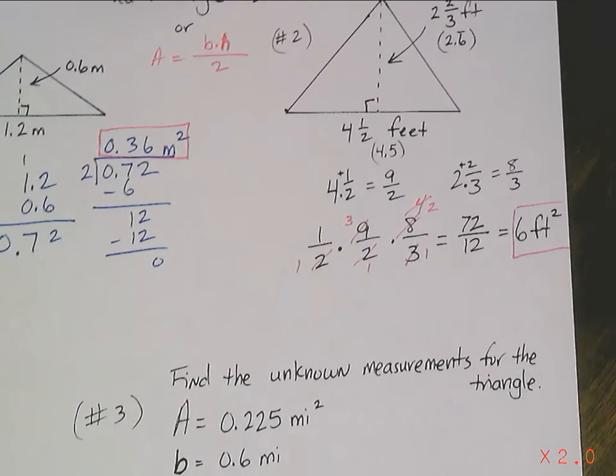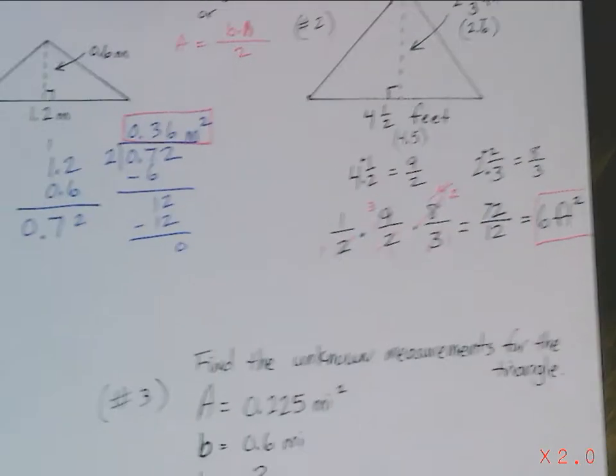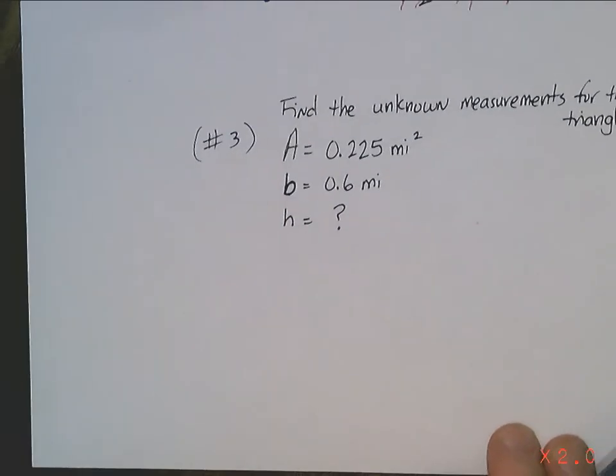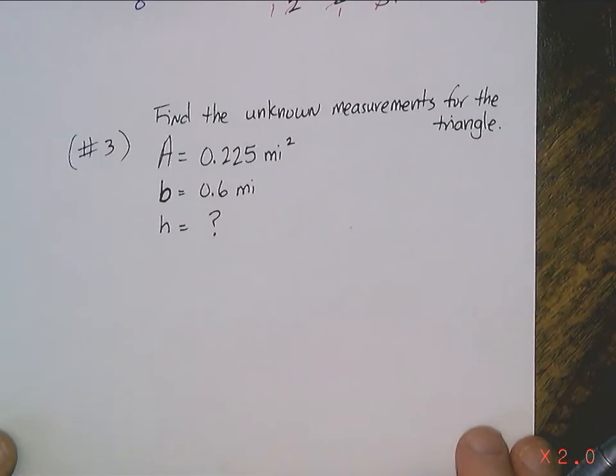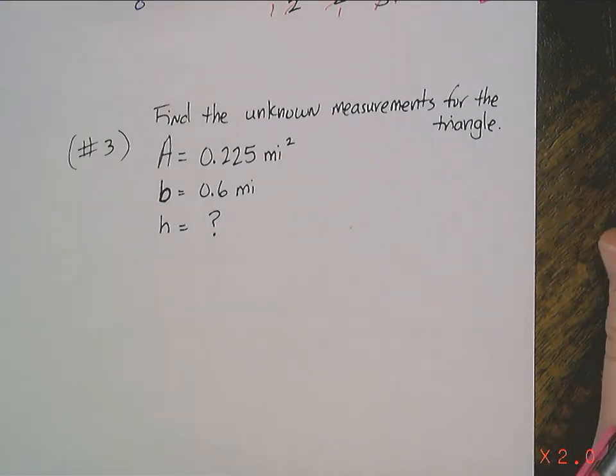If you take a look at number 3, let me move the camera just a little bit here. All right. If you look at number 3, sometimes they're going to give you one of the dimensions. They won't give you both. They won't give you the base or the height, just one or the other. But they'll give you the area.